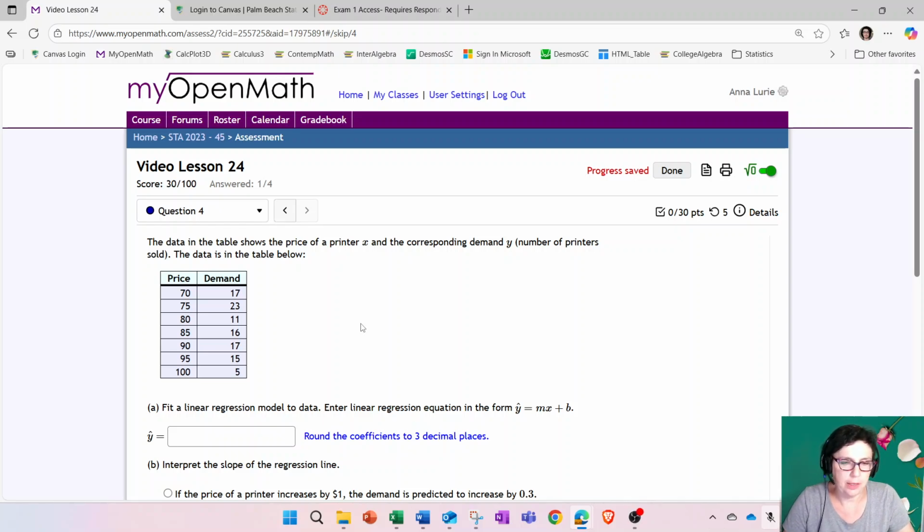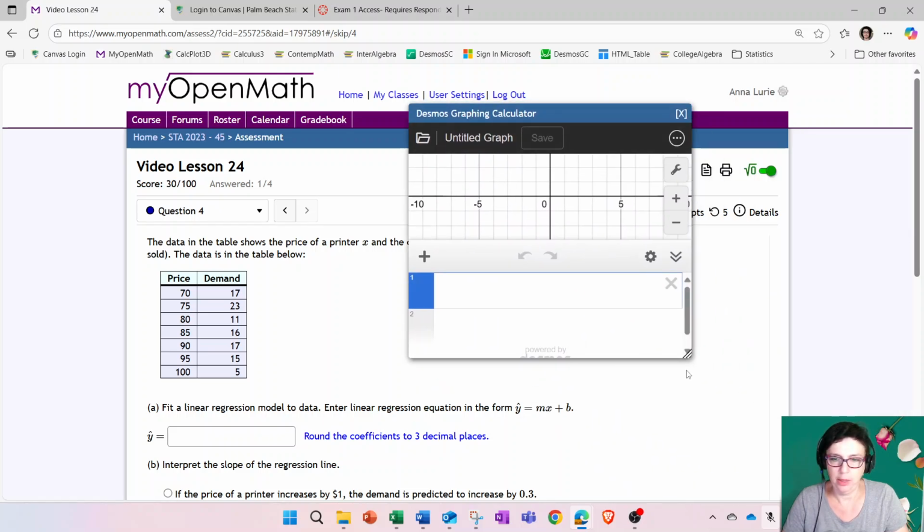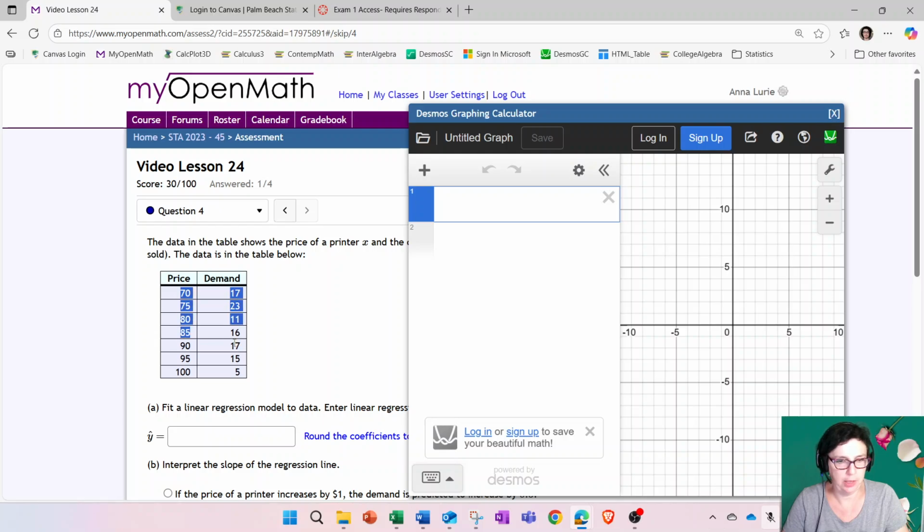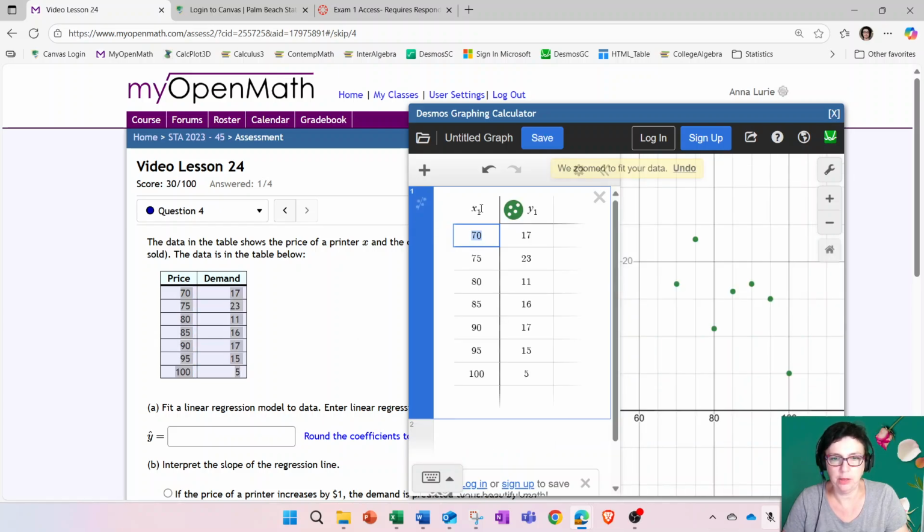Okay, guys, in this example, we're going to take a look at also simple linear regression where X is the price of a printer and Y is the demand. In other words, how many printers we can sell at that price. All right, so let's go ahead and open up Desmos. Let me copy paste the data into Desmos so we can start analyzing it.